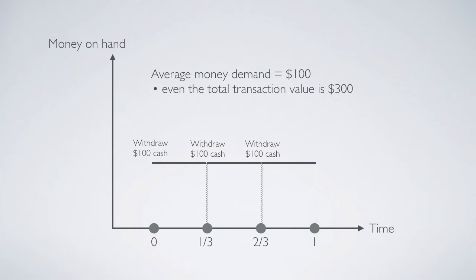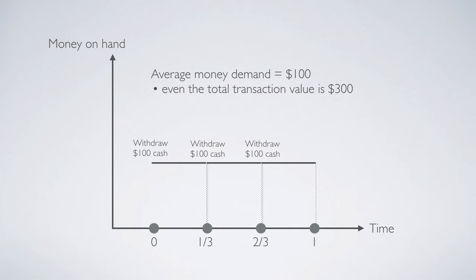Even though the total transaction value is 300, which is the total consumption he wants for this month, he only needs to hold on average $100 for the transaction of $300 total for the month. This is the first thing we have to observe. Let me remind you again, for a certain total transaction value, you don't need to hold as much money as the total transaction value.